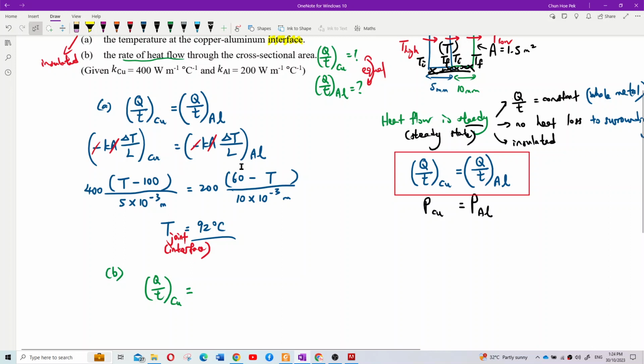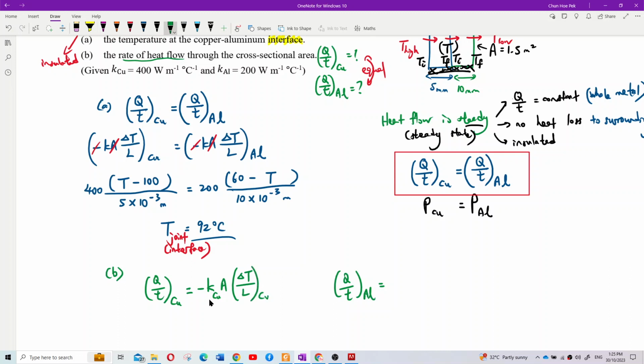Anyway, it depends. So for the rate of heat flow, you can either use copper or aluminium. If you use copper, then you use the K of copper, and then delta T over L. This one is for copper. If you use aluminium, then you use the K of aluminium, and delta T over L for aluminium.